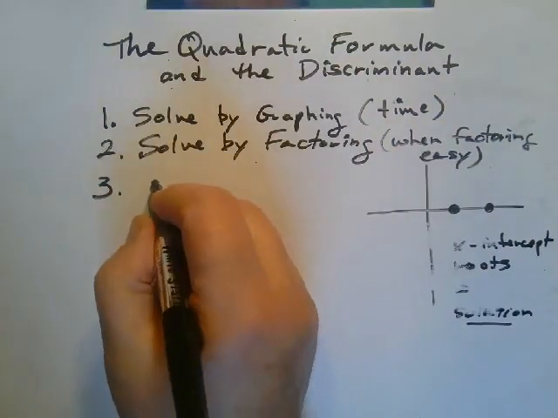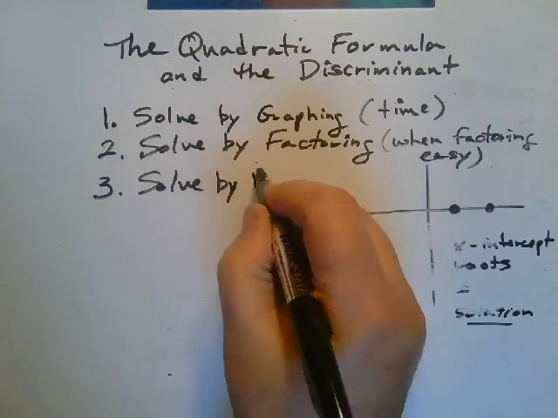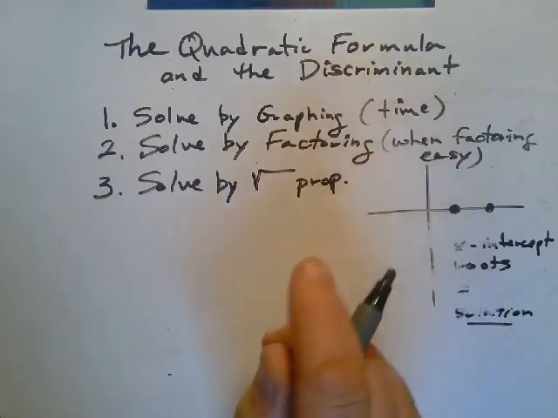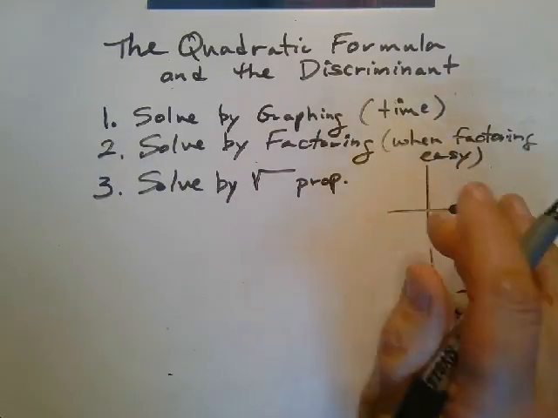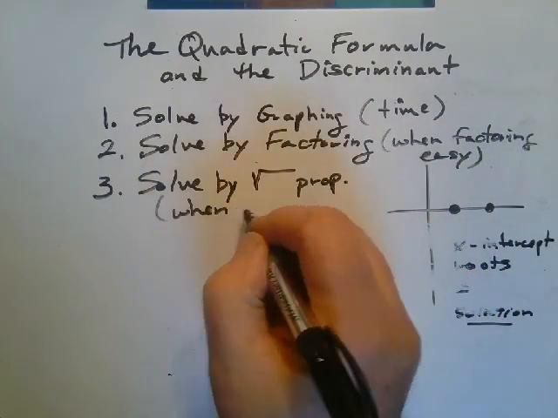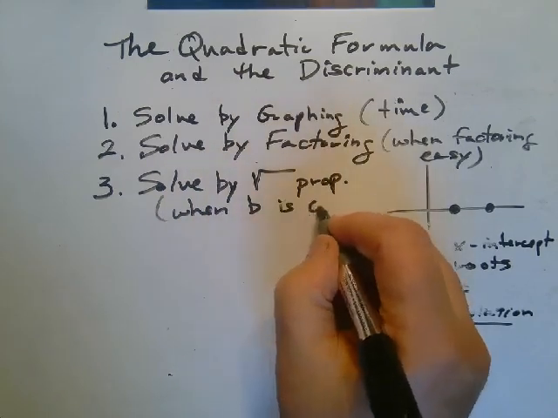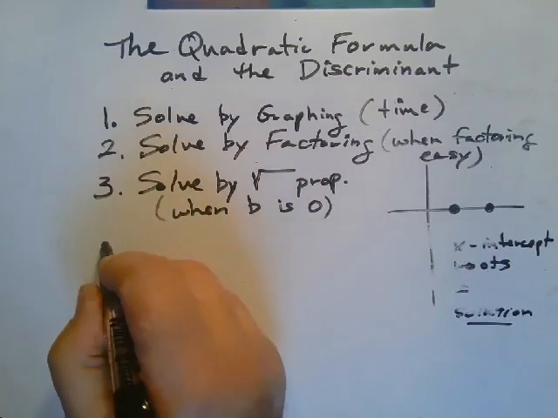Number 3, solve by the square root property. And I'm going to review that again today before you go into this assignment. This is good to use when the b value of the quadratic is 0, or in other words, there's no b term. So great to use that.